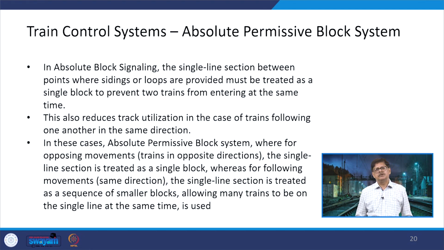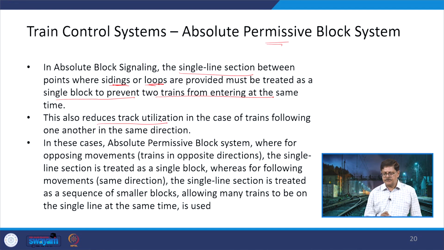Then another system is the absolute permissive block system. So, what is this? In this particular system, the single line section between the points where the sidings or loops are provided must be treated as a single block to prevent two trains from entering at the same time. From the word itself, it is permissive. So, it is trying to give some permissions in certain forms, but in the case of a single line section, where the points where sidings or loops are provided, on that basis we identify what particular section there can be in which the train cannot move, otherwise the train can be there.